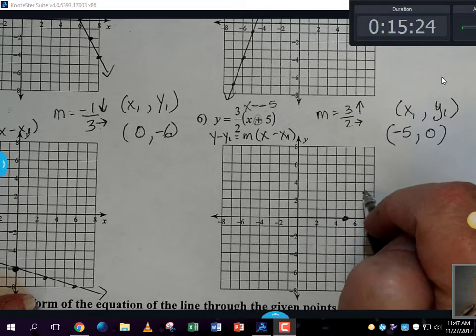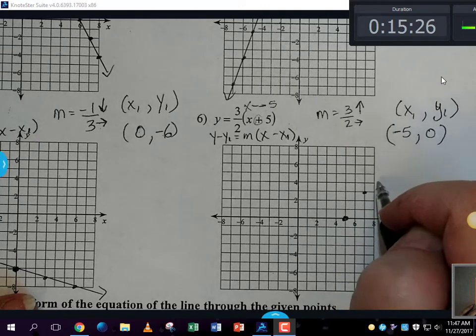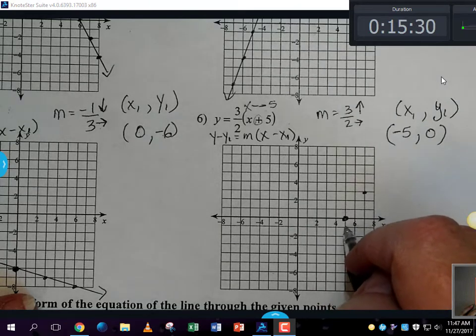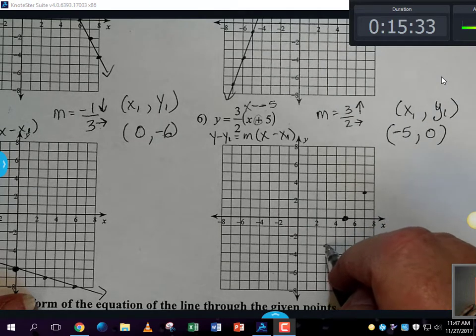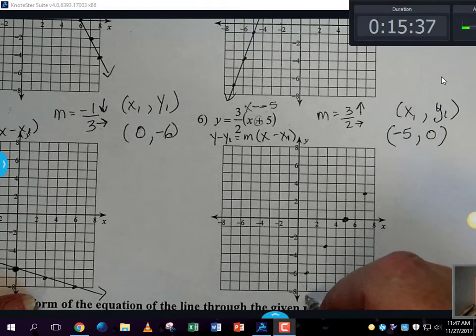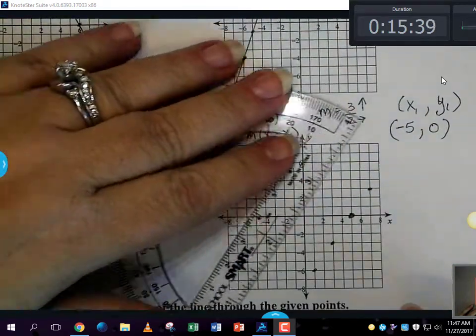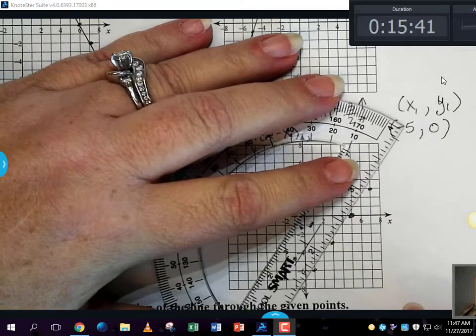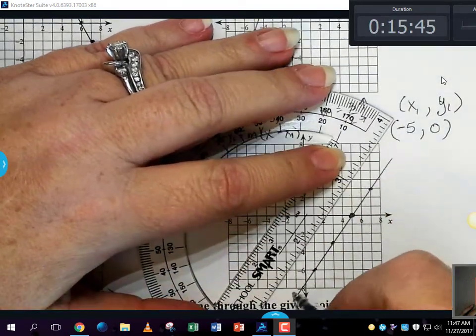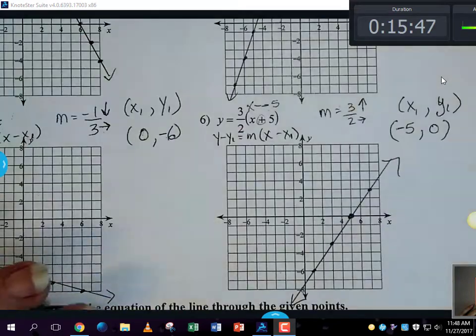1, 2, 3, 1, 2. 1, 2, 3, 1. Oh, I'm out of space. So instead of up and right, I will also go down and left. 1, 2, 3, left by 2, down 1, 2, 3, 1, 2, oh, run out of space. Okay, and that's it.